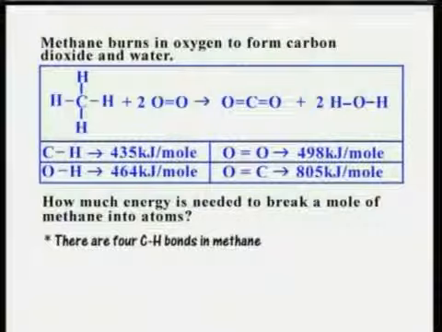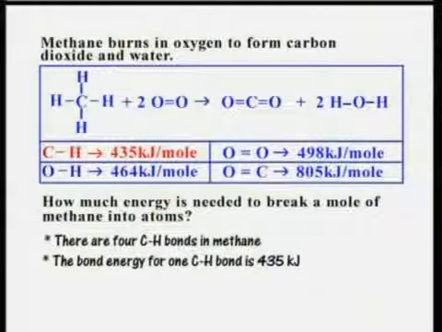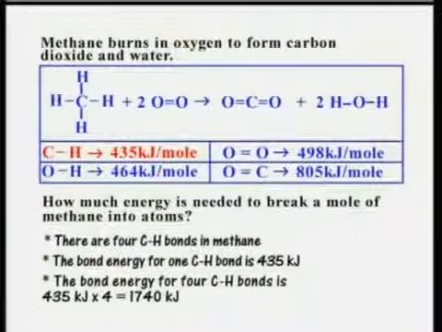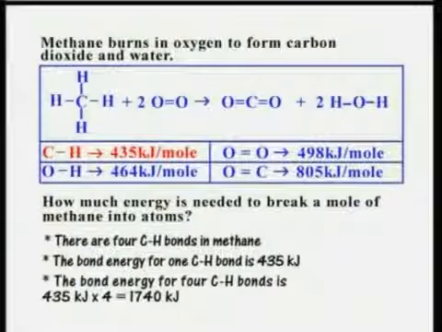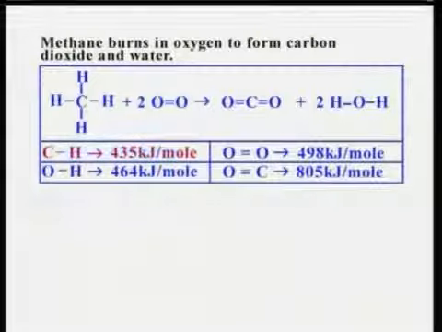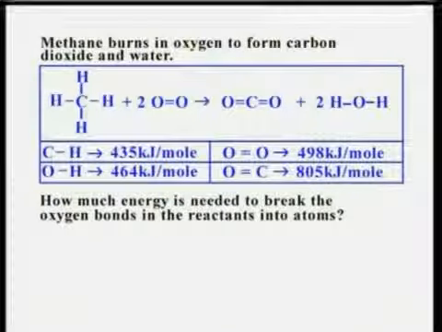There are 4 CH bonds in methane. The bond energy for one CH bond is 435 kilojoules, so the bond energy for 4 CH bonds is 435 times 4, that's 1740 kilojoules. How much energy is needed to break the oxygen bonds in the reactants into atoms?